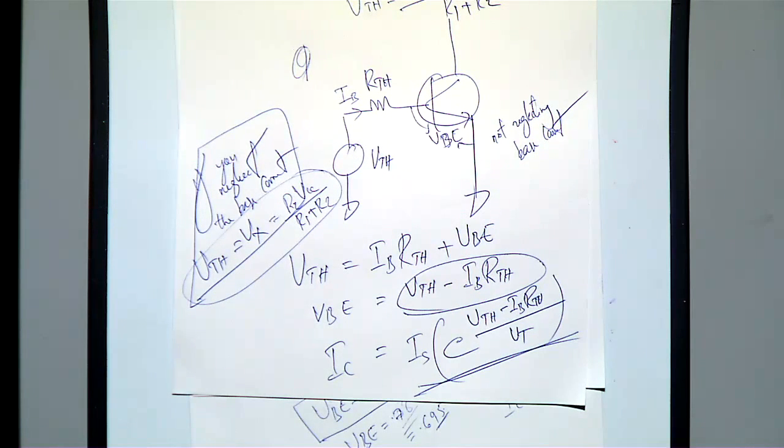Otherwise you have to get the Thevenin equivalent. So in the problems I would recommend you to get the Thevenin voltage and Thevenin resistance, and then do the calculation, which is easy. Thevenin's theorem is much easier. Maybe Norton is a bit more difficult, but Thevenin is easy.